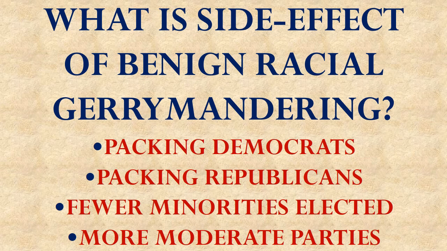What is a side effect of benign racial gerrymandering? Is it the packing of Democrats? The packing of Republicans? Fewer minorities getting elected? Or more moderate parties? Benign racial gerrymandering results in the packing of Democrats. It actually results in more minority candidates being elected, but it also causes the parties to be less moderate.